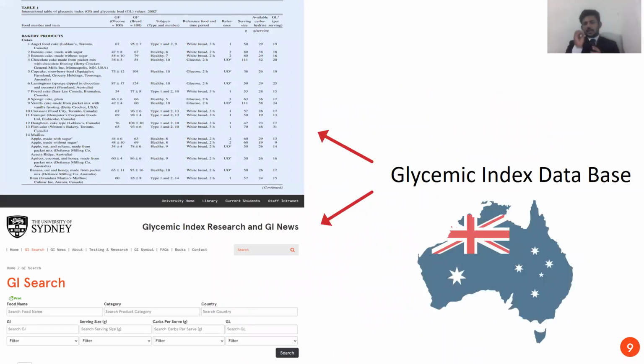Here you can see countries like Australia maintain their own glycemic database, either a table or an electronic database management system. But unfortunately, in Sri Lanka, we still lack such a database.